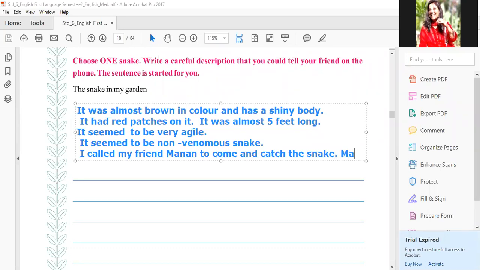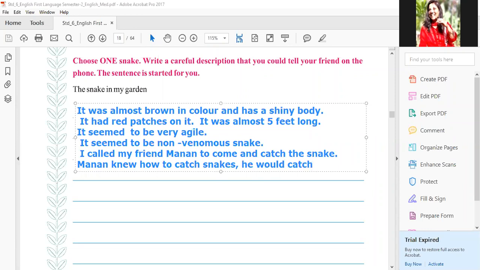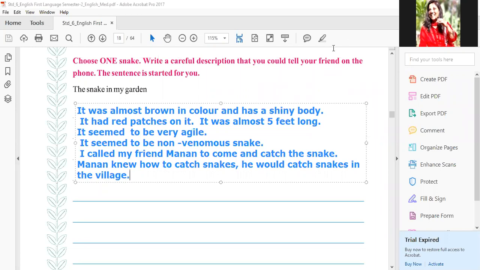अब फ्रेंड क्यों कैच कर रहा है? बिकॉज मनन क्या करता था? Manan knew how to catch snakes. He would catch snakes in the village. ठीक है? इस तरह आपको जो है डिस्क्रिप्शन जो है लिखना है, right?